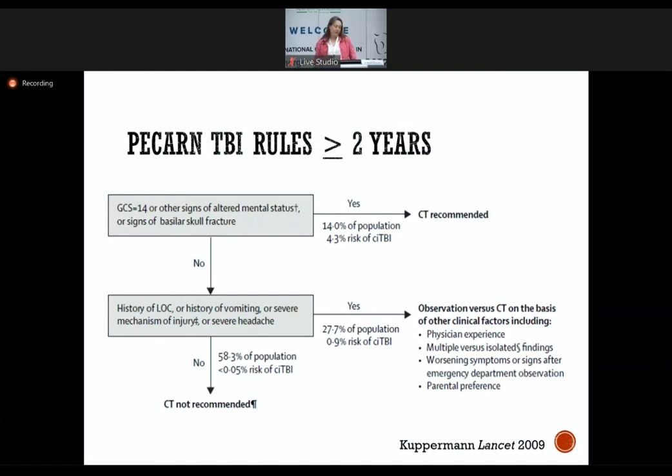Again, there's 2 rules. The rule for kids greater than 2 is very similar. Again, GCS less than 15 or other signs of altered mental status or signs of basilar skull fracture. The middle risk factors in the older kids were any LOC, history of vomiting, severe headache, or a severe injury mechanism. Again, you have the middle risk group and the low risk group.